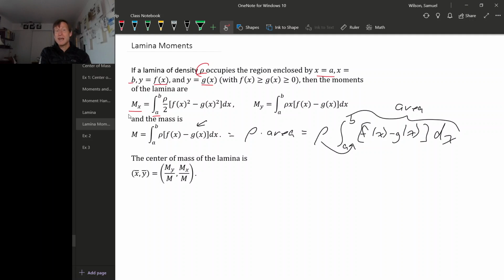So now we have a formula for the moment about the x-axis, the moment about the y-axis, and the mass. So now we can calculate the center of mass of one of these things. Just like for individual masses, the x-coordinate of the center of mass is the moment about the y-axis divided by the mass. And the y-coordinate of the center of mass is the moment about the x-axis divided by the mass.